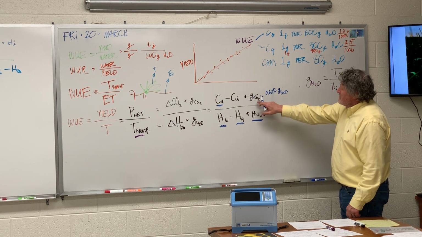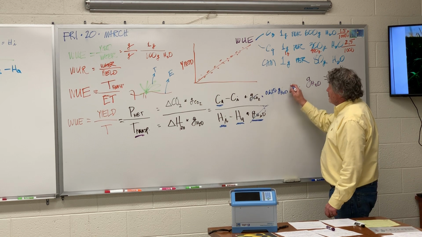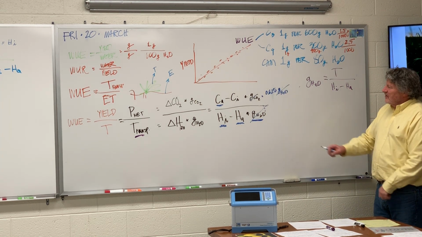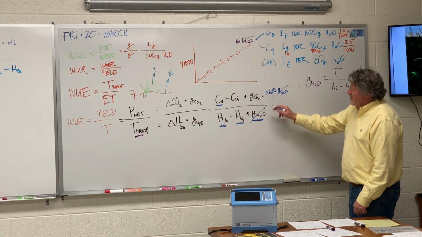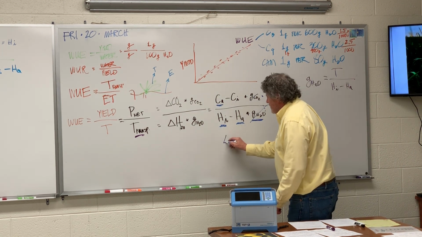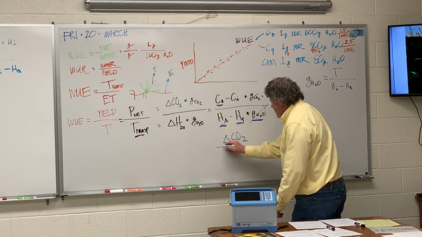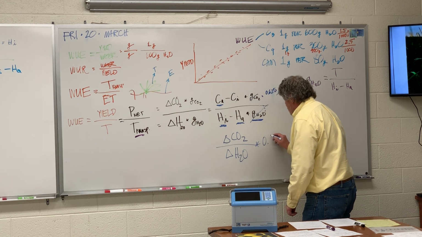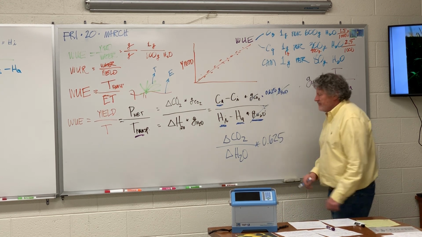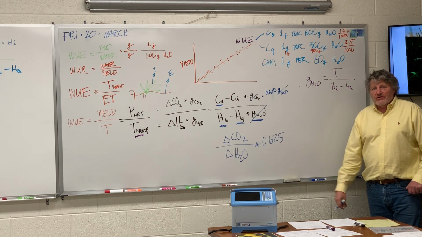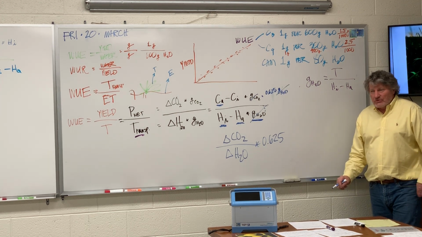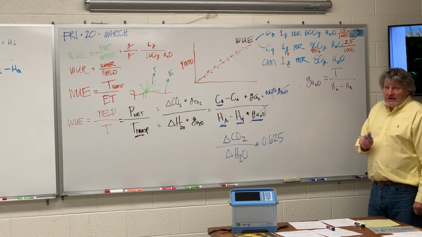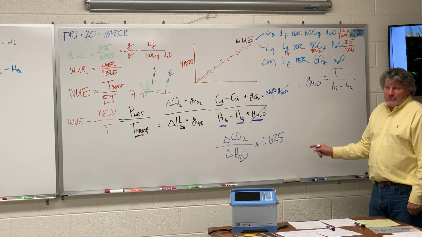So now, the H2Os cancel. The actual conductance doesn't matter because it cancels. And now this whole equation is delta CO2 over delta H2O times 0.625. And that is water use efficiency from first principles. I've got some handouts that show worked out examples of this.